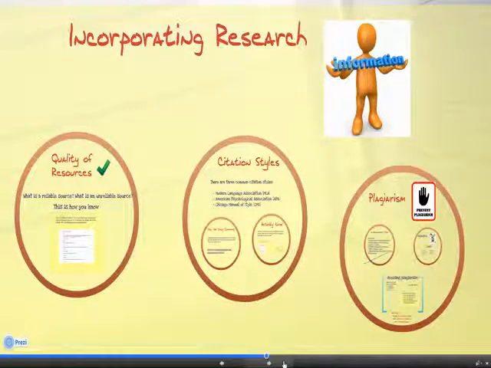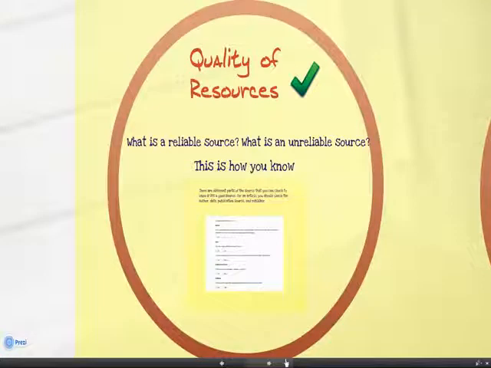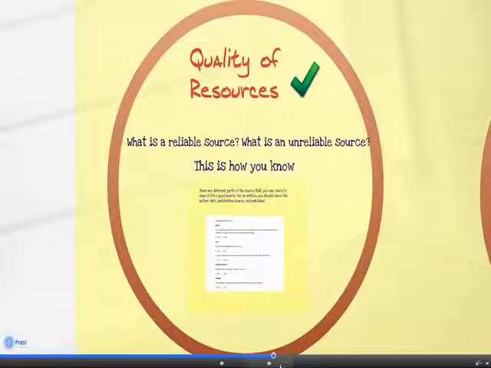Okay, so now that you know about writing, we're going to talk about how research, all that you've learned from your other sessions, goes into this. So the first thing with research that you want to know is you have to check the quality of the sources that you use for your paper.